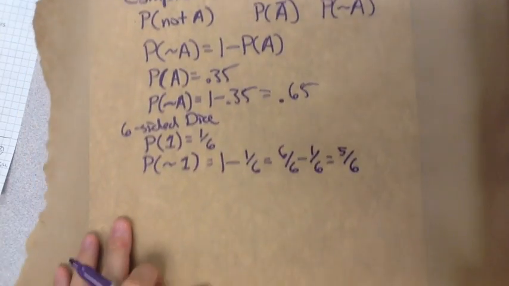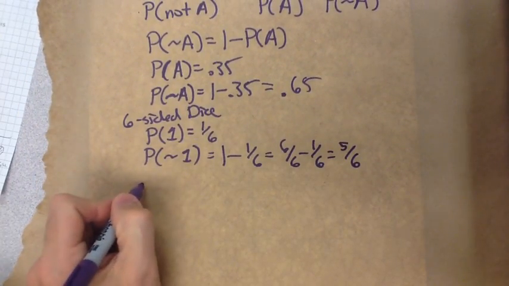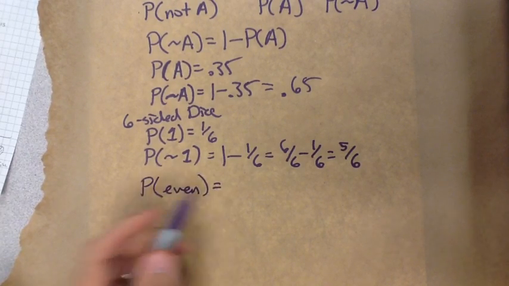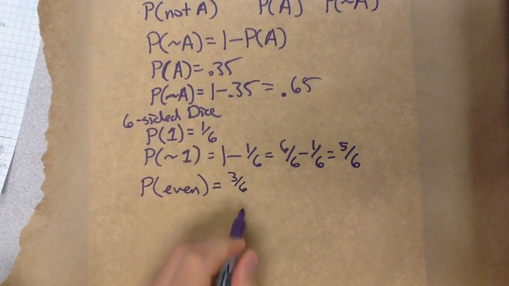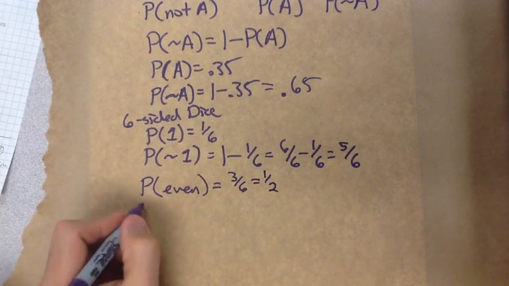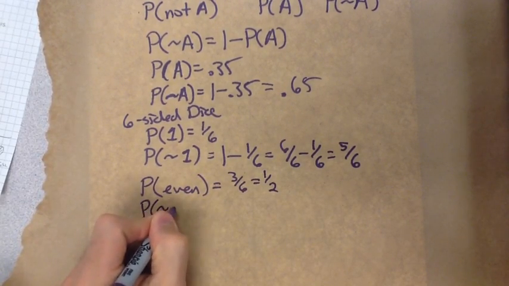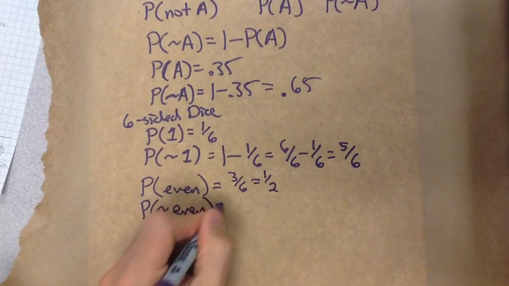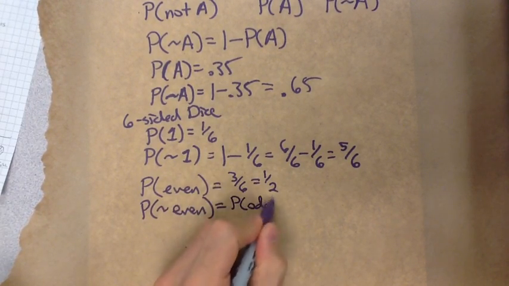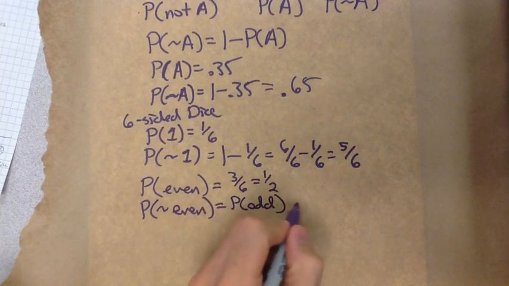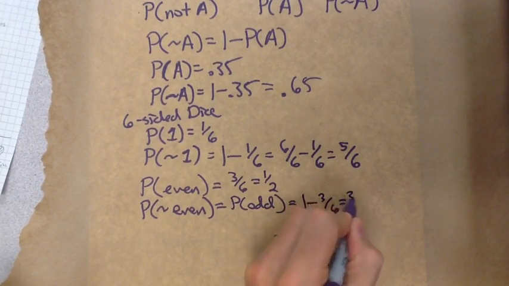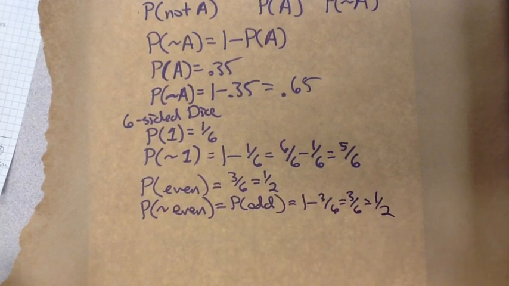Now, let's say we were still rolling the dice and we said the probability that I rolled an even. Now, looking at my sample space, I know that there are 3 even numbers on a 6-sided dice. So that is a 1/2 probability. So the probability of not even, which would be 1 minus that, is also the same as the probability it's odd, because if it's not even, it's odd. But still, it's going to be 1 minus 3/6, which is 3/6, or 1/2.